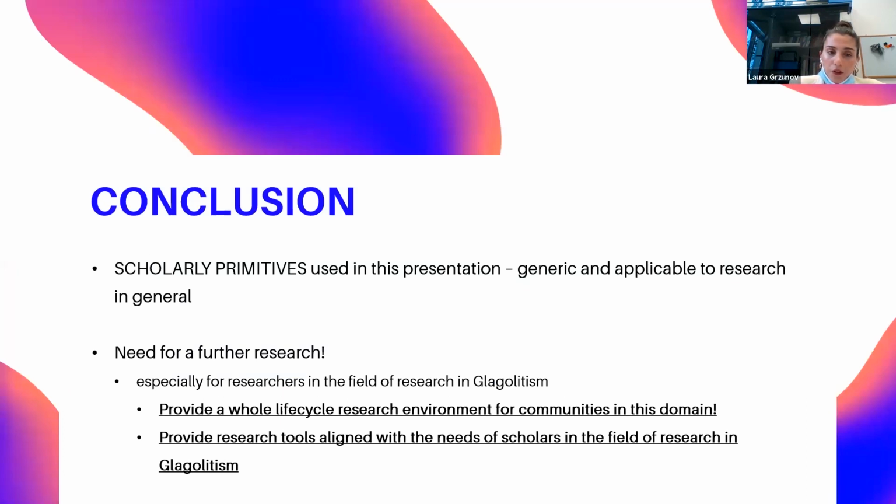To conclude, I would like to say that the scholarly primitives mentioned in this presentation are quite generic and applicable to research in general. There is definitely a need for further research, especially for researchers in the field of research in glagolitism. We need to provide a whole life cycle research environment for communities in this domain, and we definitely need to provide research tools which are aligned with the needs of scholars in the field of research in glagolitism.